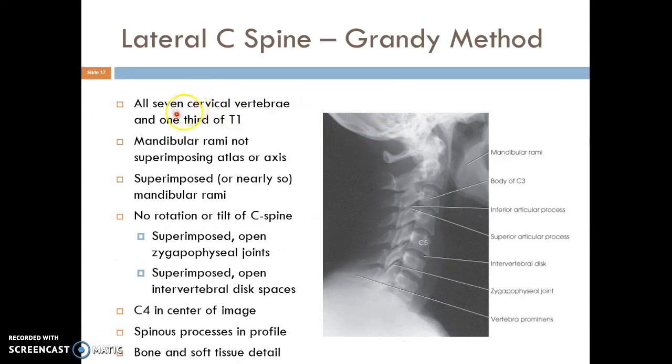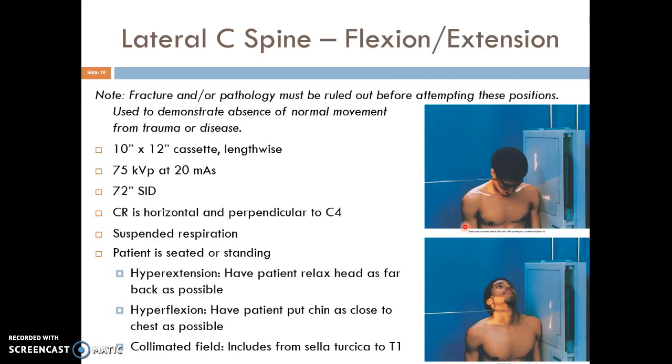So to evaluate your image, you see all 7 vertebrae, 1, 2, 3, 4, 5, 6, 7, and the top of T1. The mandible rami are superimposed over each other and not over the atlas and the axis. There's no rotation. We see the zygapophyseal joints, which are right here, these zigzag shape joint spaces. And C4, C5 are in the middle of the image.